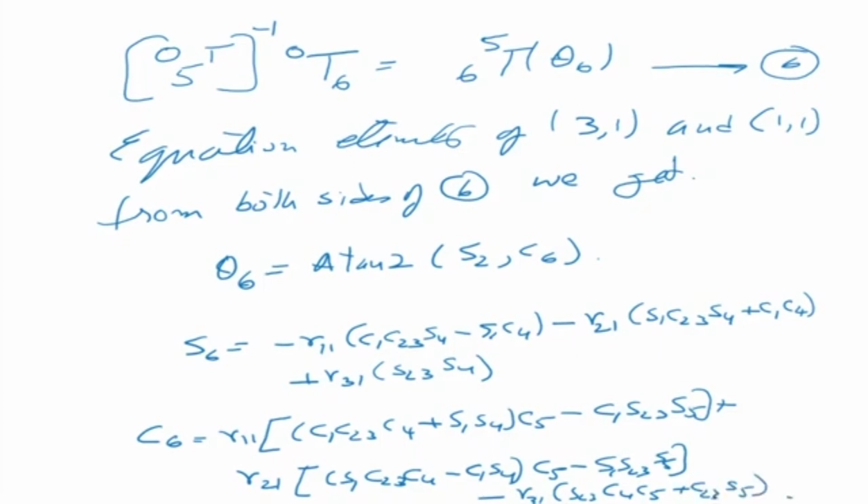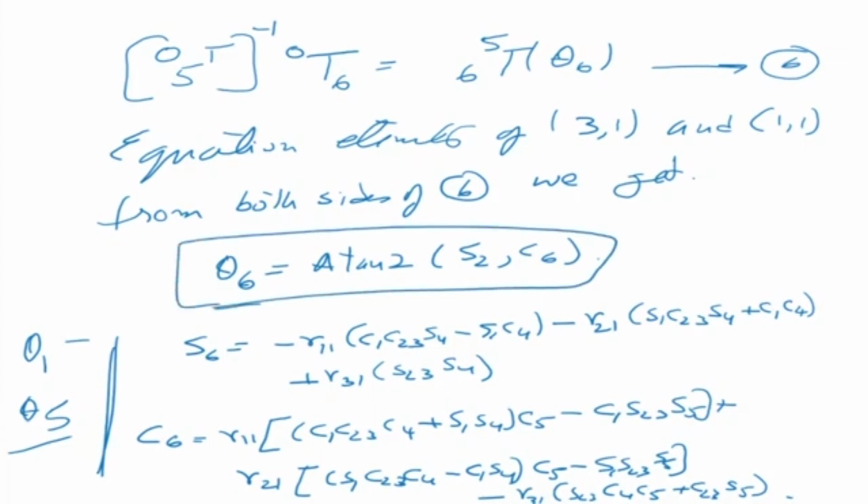Now all these terms here contain theta 1 to theta 5. We already know what these values are; we have solved for them. So these values are known, right? And hence from this term we can find what theta 6 is.